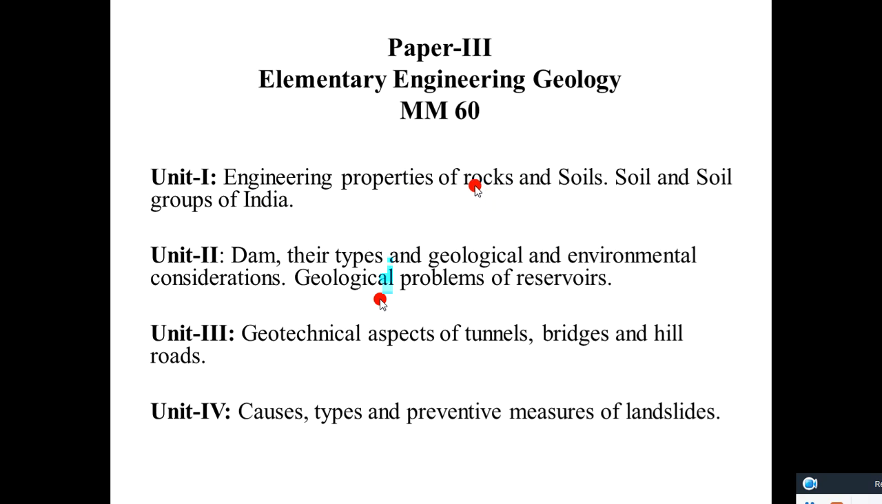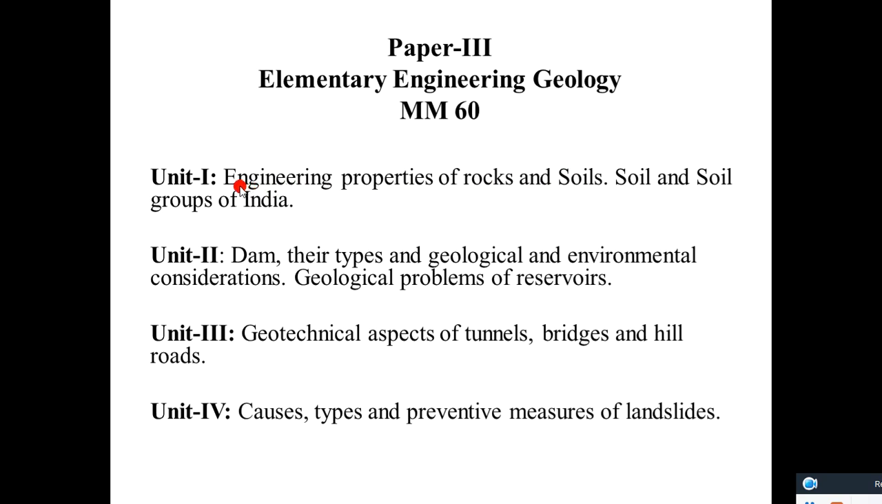Now everyone is aware of what a rock is, right? Rock is an aggregate of minerals. Everybody knows that. When these rocks get weathered due to physical weathering or chemical weathering, they form soils. So we are going to study the engineering properties of rocks and soils.